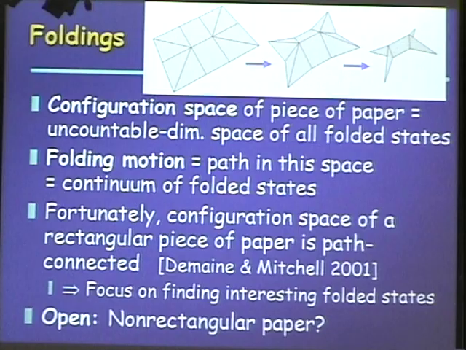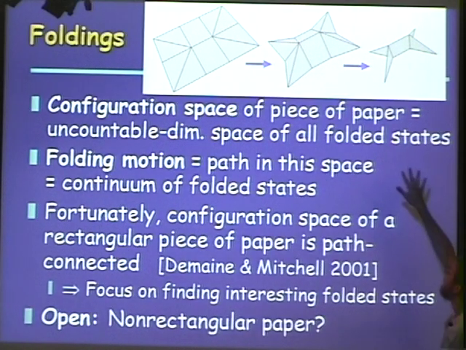Now we can define configuration spaces like we did with linkages and say, well, I could just look at all of the possible foldings of my piece of paper. This is a big space. It has uncountably many dimensions. So it's a little hard to think about. And you're probably dreading the moment when I talk about locked pieces of paper that cannot be unfolded. Fortunately, the configuration space seems to always be connected. And so you don't really have to worry about the actual motions.